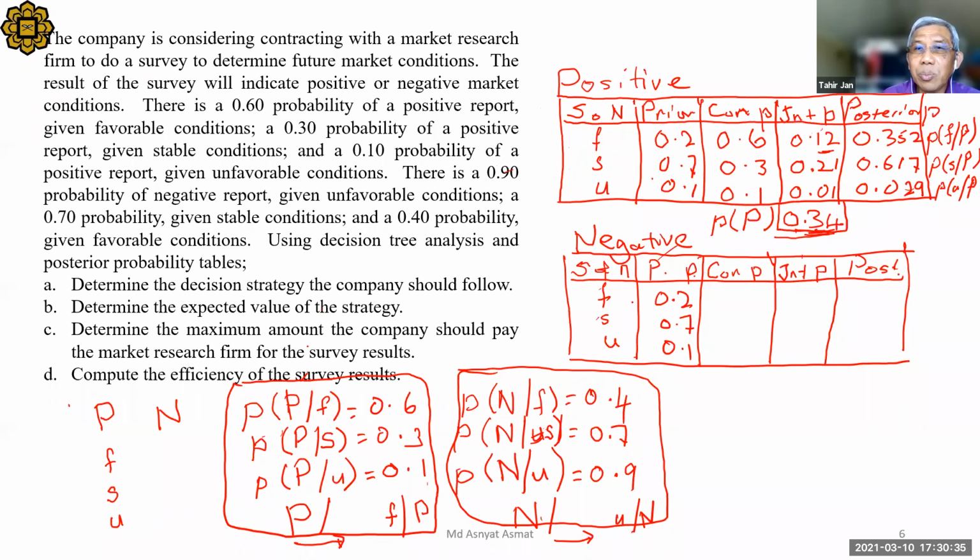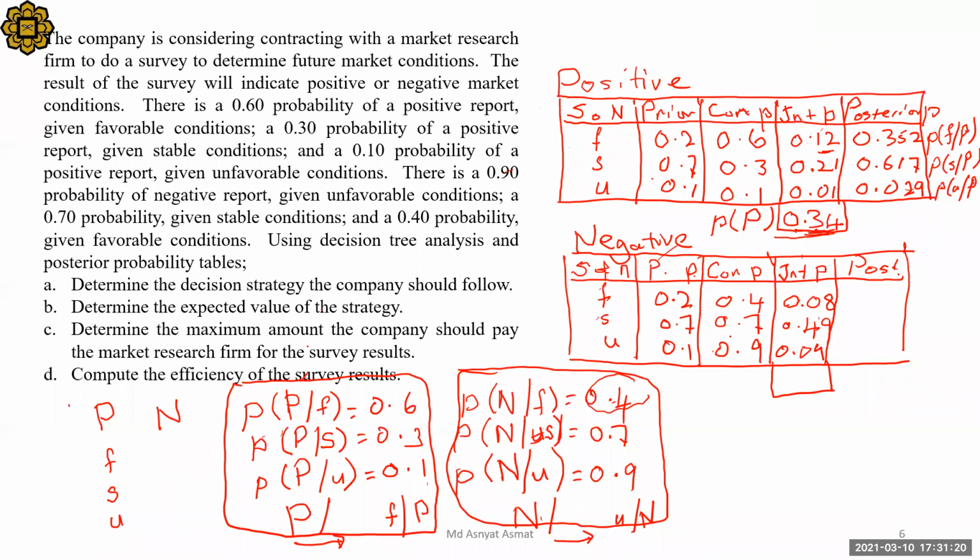Now, do we have the information here on the conditional probability? Yes, doctor. 0.4, so you use this 0.4. The second one, 0.7, and 0.9. Calculate the same way, joint probability: 2 times 4, 0.08. Then 0.49, and 0.09. Then total it up, 0.66. So this total is actually the probability of negative report.